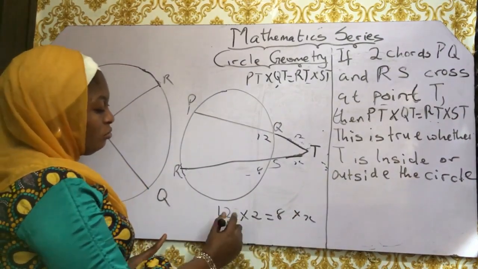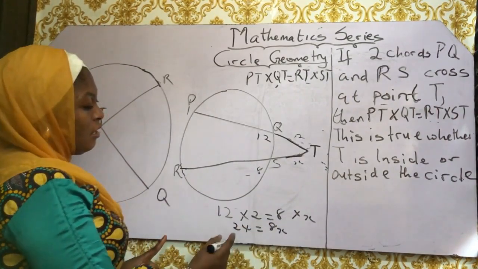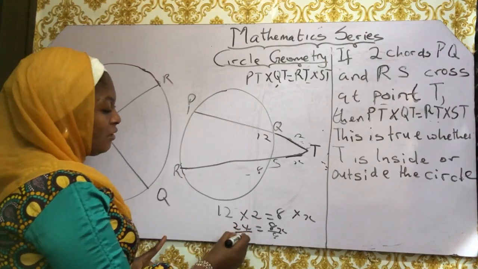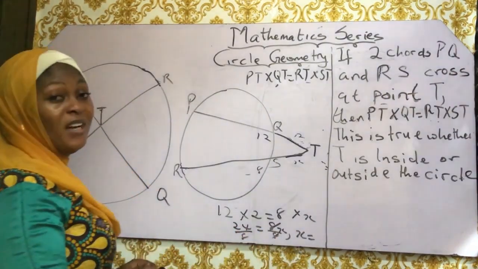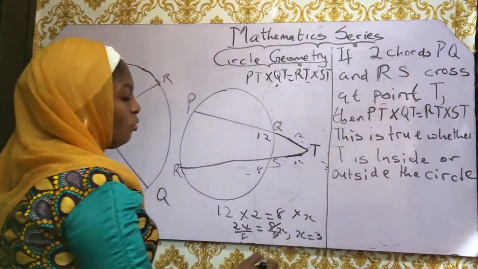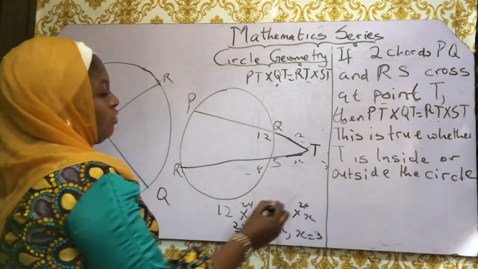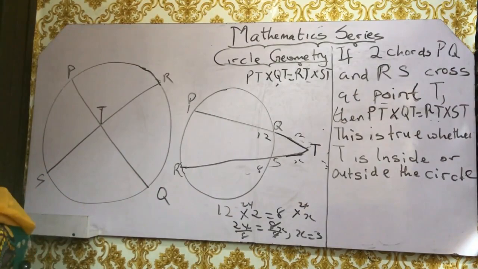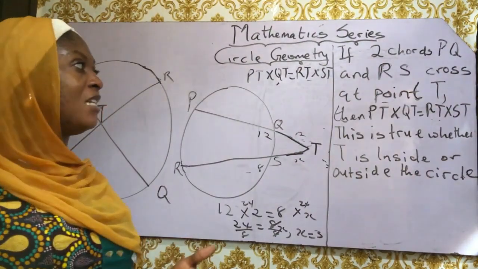So 12 times 2 is what? 24, which is equal to 8x. Dividing both sides by 8, we get x to be what? 24 divided by 8 gives 3. So 12 times 2, that's 24, and 8 times 3, that's 24. So we are simply saying that PT times QT is equal to RT times ST.